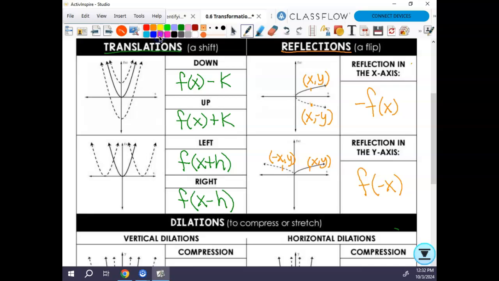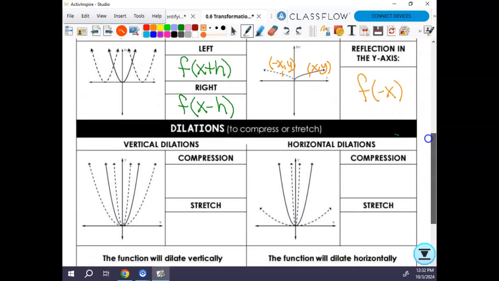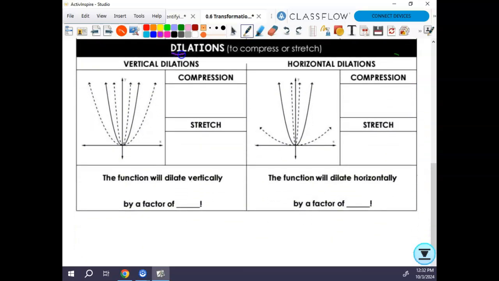Okie dokie. So let's talk about our dilations, that's to compress or stretch, which again, it's fine to talk about them like that, but we really just overall call it a dilation, which actually makes it a little bit easier. So vertical dilations, since it's vertical, it affects the y value. So you would have something like a times f of x. And we'd have a times f of x, whether it's a stretch or a compression. So a is the dilation no matter what. But whether it's a stretch or compression depends on the value of a.